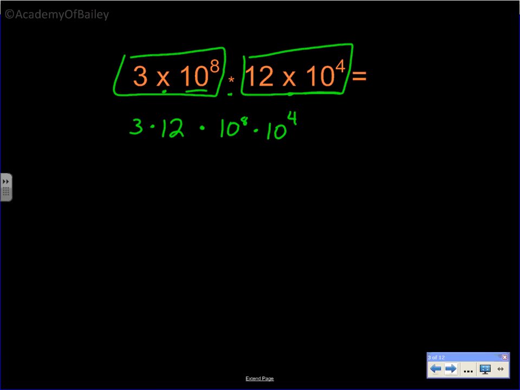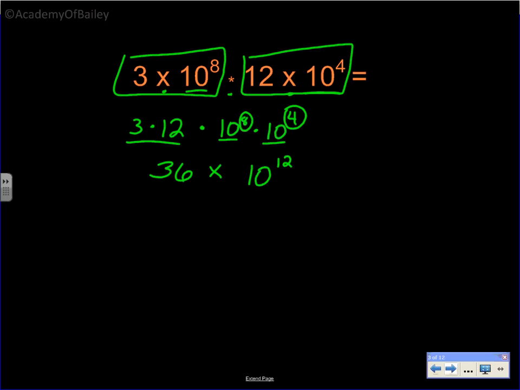Those are some fairly large numbers, which we could do without a calculator. Commutative property, put things together. 3 times 12 is 36. Since this is scientific notation, I'm going to use the X multiplication sign. And 10 to the 8th times 10 to the 4th. Well, we know they both have the same base of 10. So it's going to be 10 to what power? Well, if they have the same base and you're multiplying them, you just add those exponents. 8 and 4 make 12. So we have 36 times 10 to the 12th.